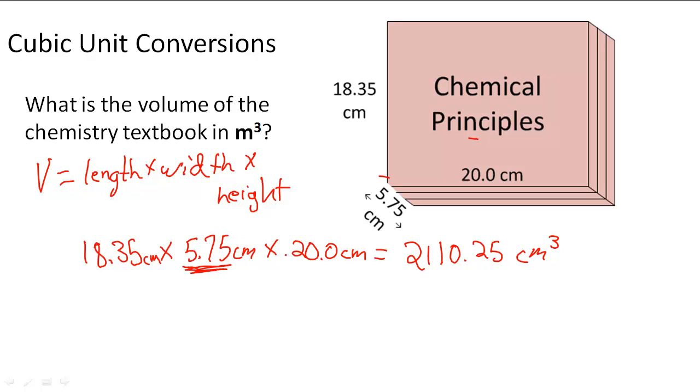So we know that this answer is going to be in three significant digits, because these two have the smallest number of significant digits, so 3. So I'm going to round here, and it's going to become 2110 centimeters cubed. But we know that we want the answer in meters cubed. So what we have to do with this 2110 centimeters cubed is convert it to meters cubed.